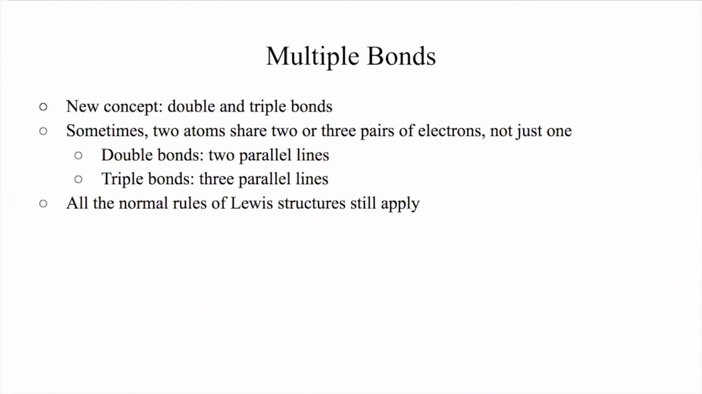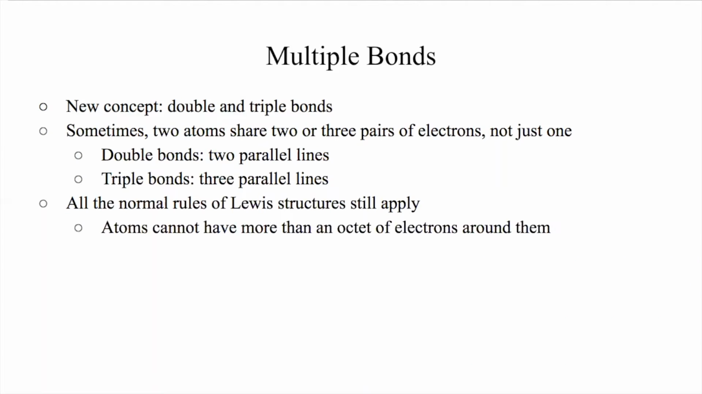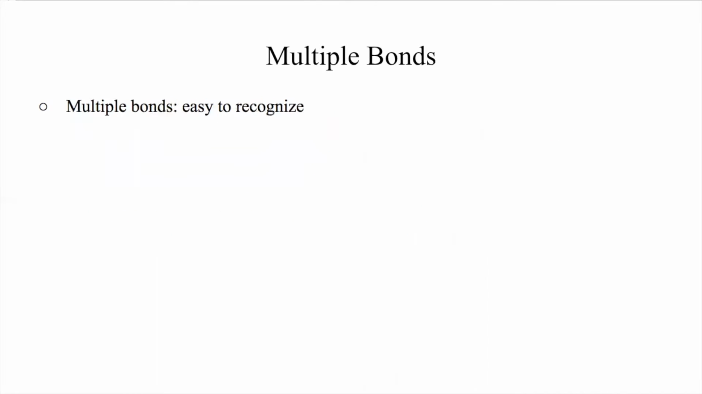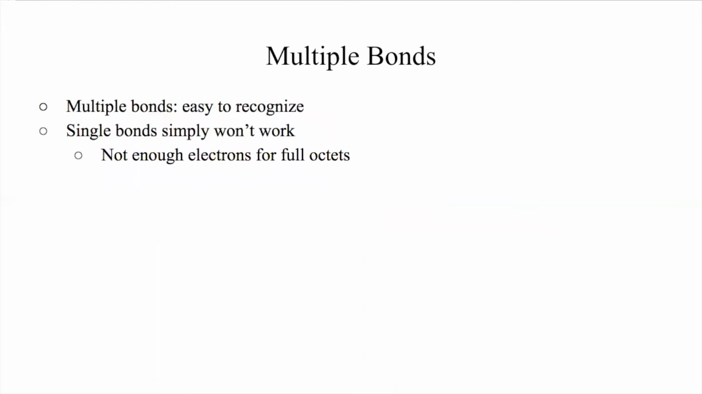All the normal rules of Lewis structures still apply in these cases. Atoms can still have no more than an octet of electrons around them. Organic molecules with multiple bonds are fairly easy to recognize. First of all, Lewis structures with only single bonds simply won't work. There won't be enough electrons to complete every atom's octet.